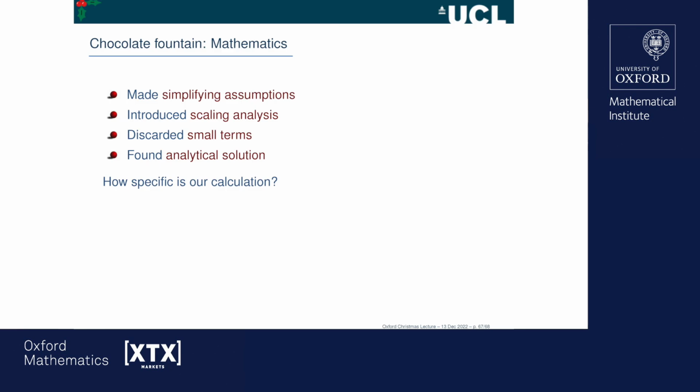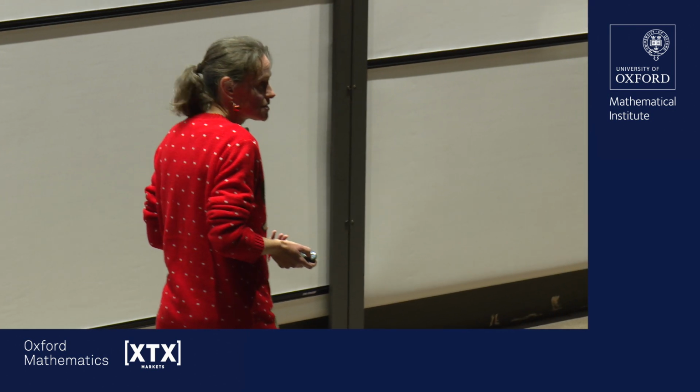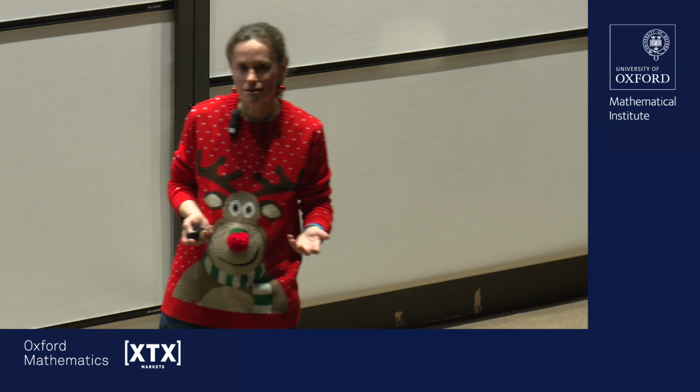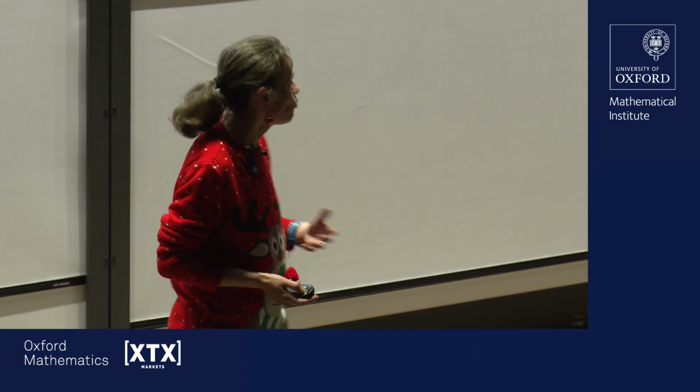How specific is this to chocolate? It's really not, because we saw it applies to lava, it applies to eyes, it applies to all sorts of stuff. Any system with the same physics obeys the same equations. So custard is like chocolate and tears are not really like lava, but you can use the same equations for all of these things.